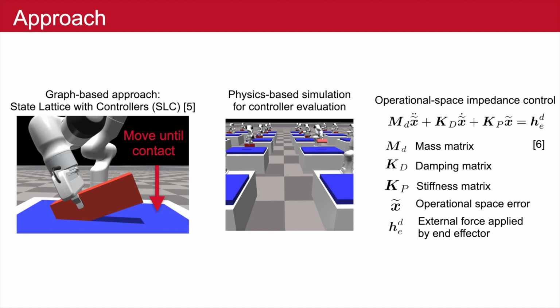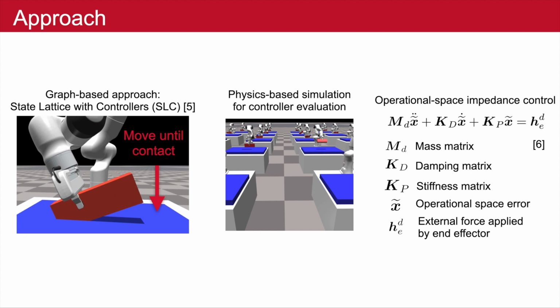Moving to the second key component, we use physics-based simulation to evaluate these controllers. This allows for contact to influence actions during planning, but comes at a high computational cost. To mitigate this, we utilize GPU-accelerated physics simulation to parallelize the evaluation of controllers.